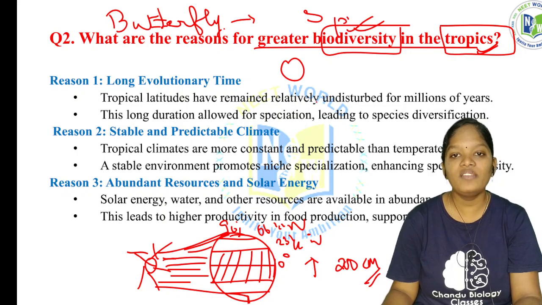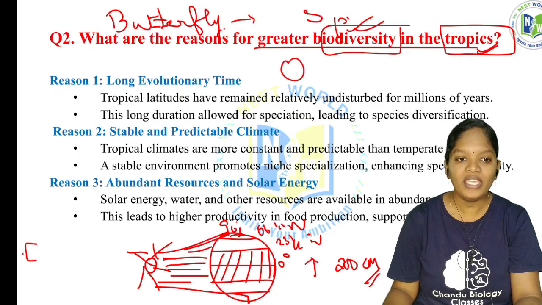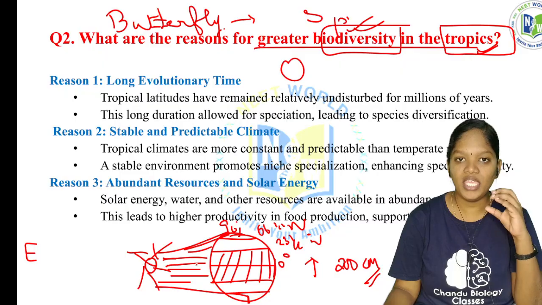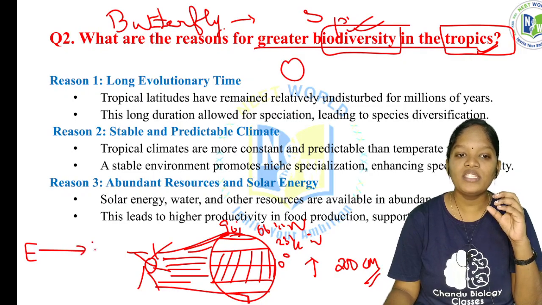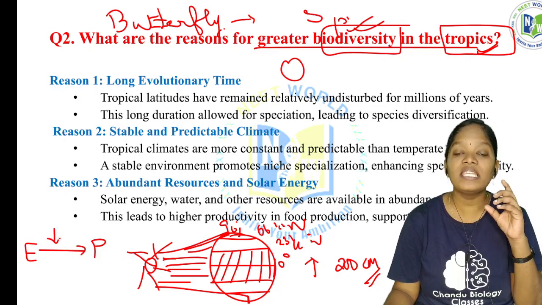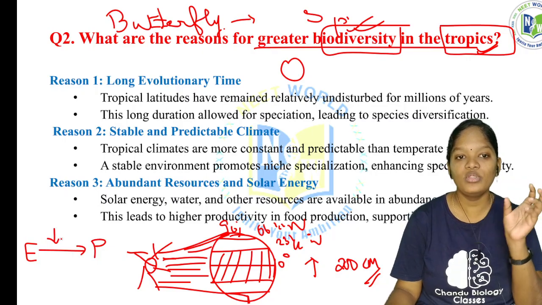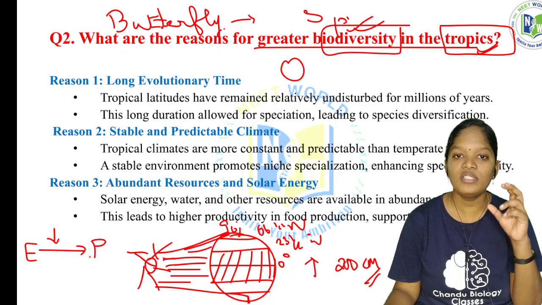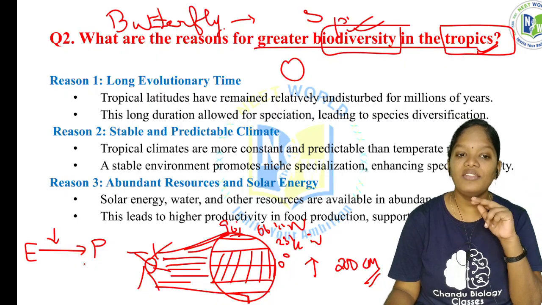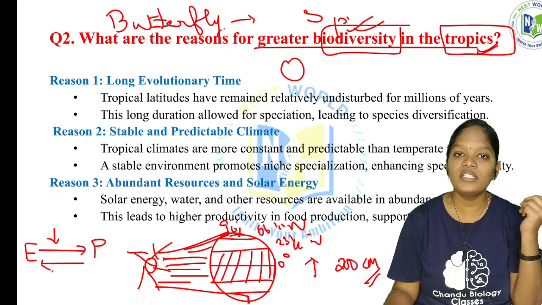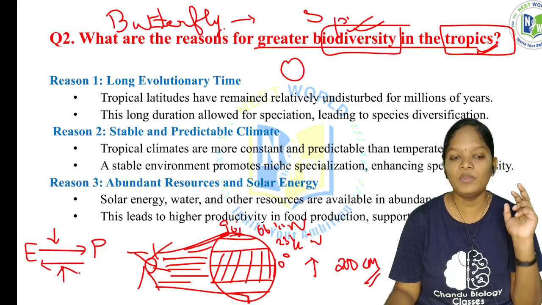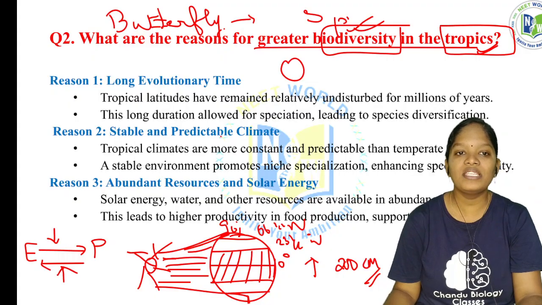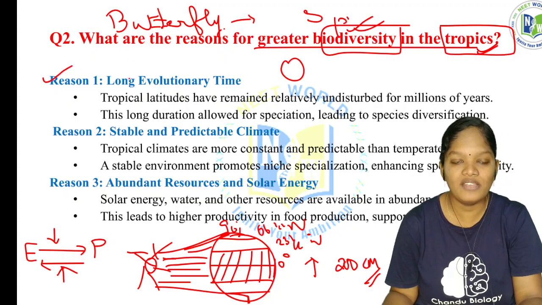So in the tropical region, the biodiversity is always higher. Whenever I am moving from the equator towards the poles, the biodiversity decreases. This statement is very important. Whenever I move from the equator to the poles, the biodiversity decreases, and whenever I move from the poles towards the equator, the biodiversity increases. This is the basic understanding. Now let me say the reasons one by one.